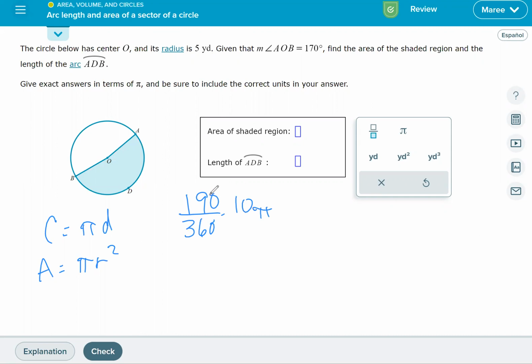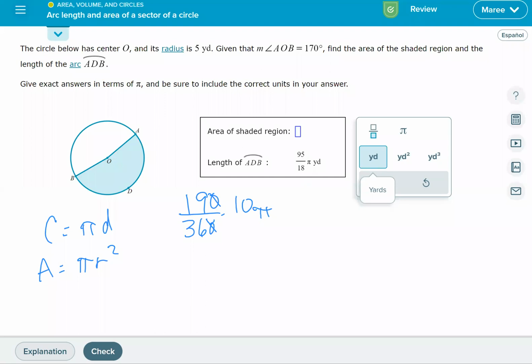190/360 times 10. So 190 over 36, and we have to reduce that, which is 95/18. That is the length of the arc, the major arc. So we have 95 divided by 18 pi yards.